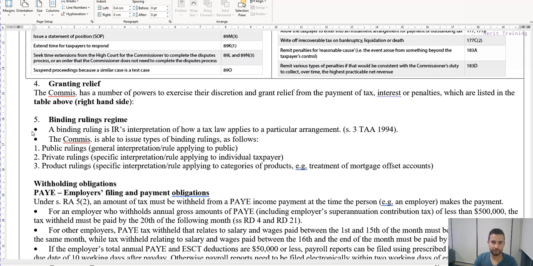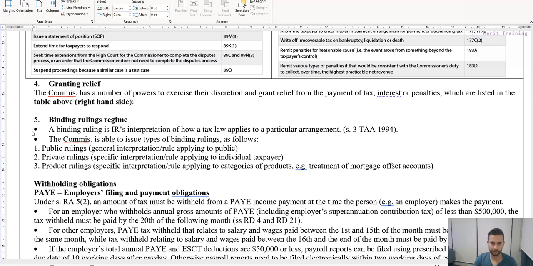So there's different kinds of rulings, right? There's three types. There's public rulings, private rulings, product rulings. So a public ruling is a general interpretation rule applying to the public. So it's an example of what I mentioned before. It's a specific area which is maybe complex or vague, and they're saying, look, this is how to interpret it in case you're not sure. Given it's quite a vague area, just follow this, and this is just how we will agree to treat it.